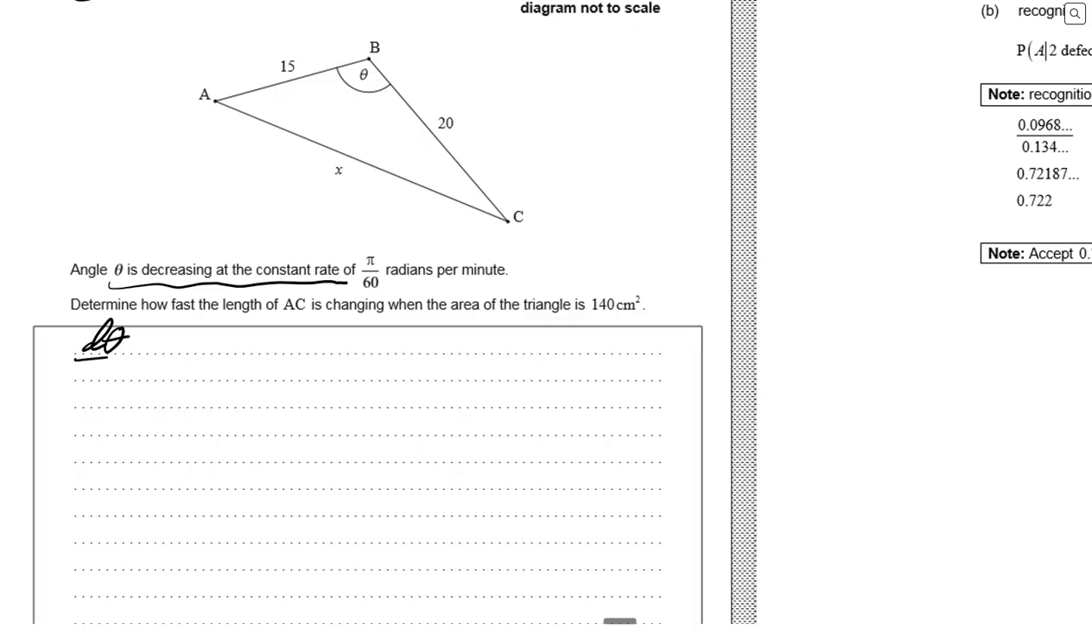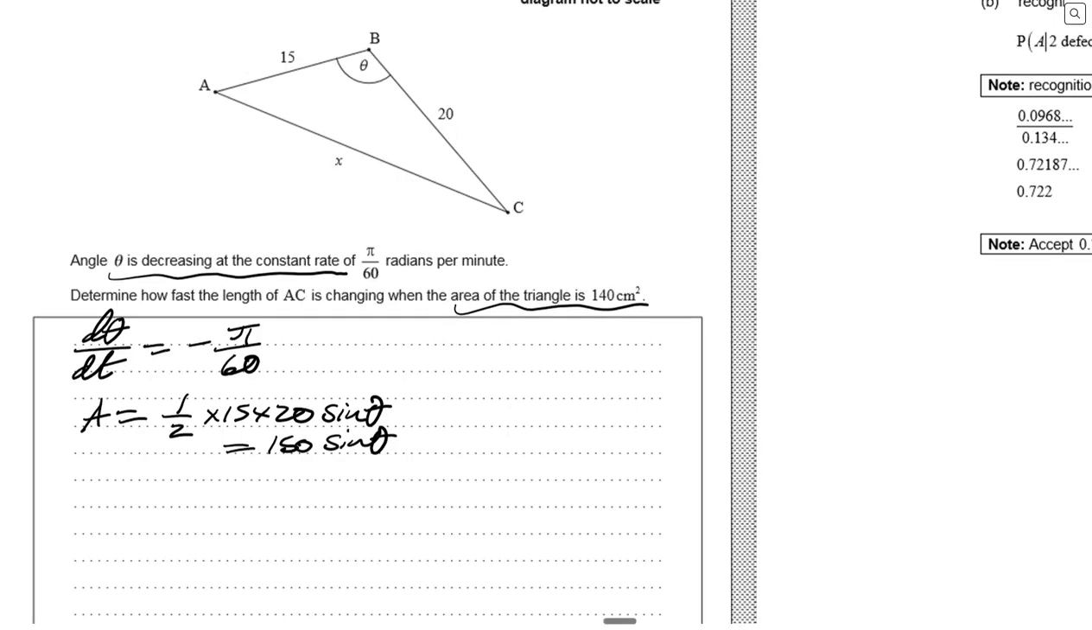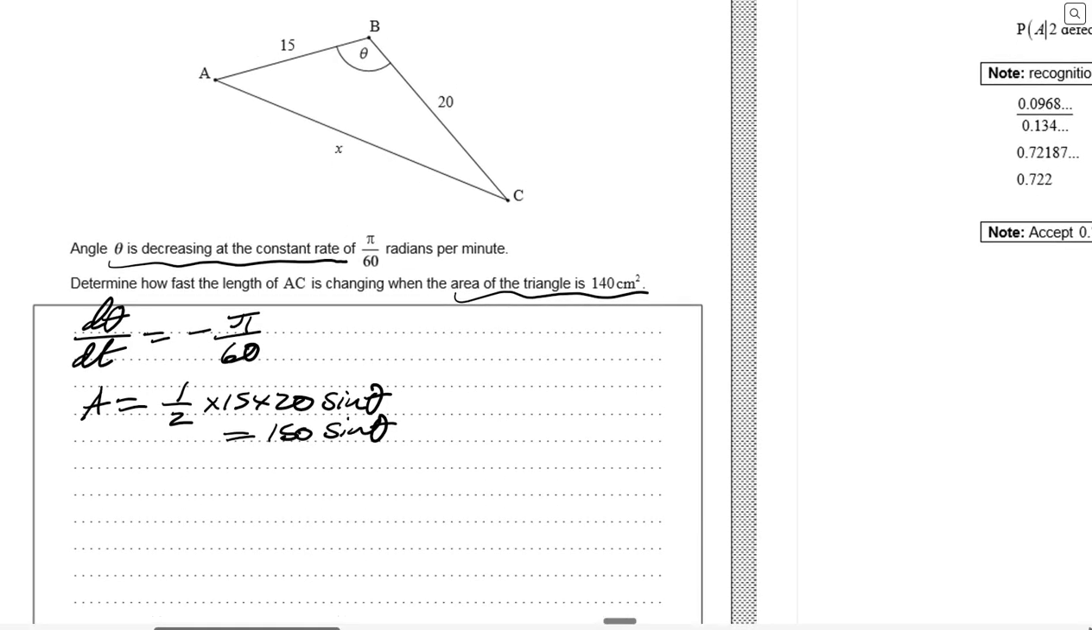So what we have is d theta dt. That is one thing that's given to us, negative pi over 60, right? It's negative because it's decreasing, so that's important. And then we have our area. We need the formula for area because that's what they've given us. So area is equal to half r squared theta, or half ab sine theta. And so that's 15 times 20 sine theta, which is 150 sine theta, right? And now we're told that area is 140, so 140 is equal to this.